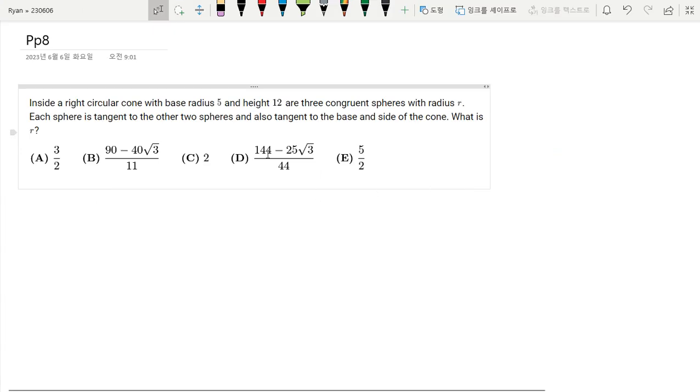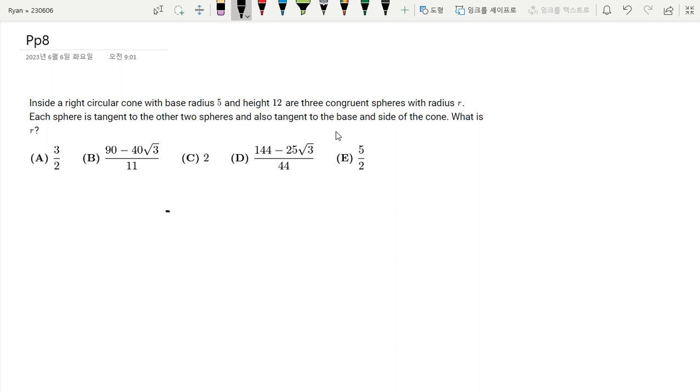Yep, so in this example, there are three spheres in the base of a cone. So let's make the three spheres. They are tangent to each other. So if we connect the center of each sphere, we will have this equilateral triangle. And we don't know the radius of this sphere, so that means the side length of this equilateral triangle will be 2r, 2 times r.